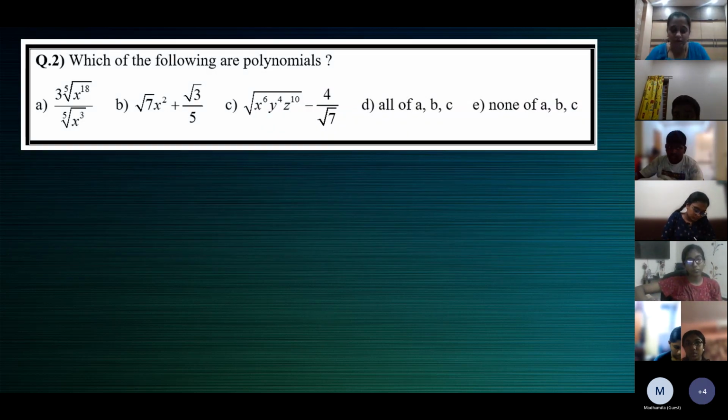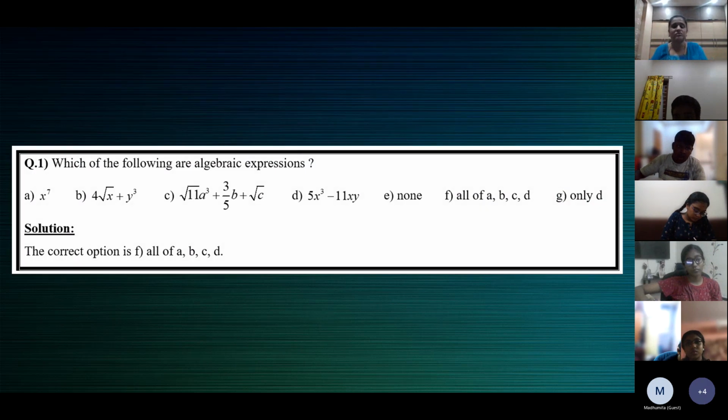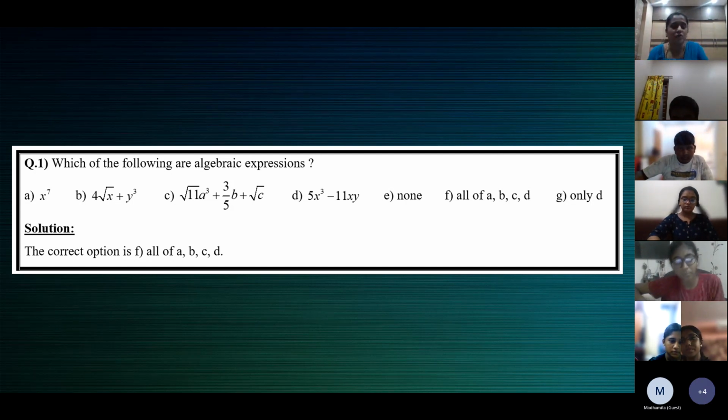Which of the following are, okay, so here among these options, which are polynomials? Among the options here in the first one, which are polynomials? Is x to the power 7 a polynomial? Yes, ma'am. Okay. What do you call it based on the number of terms? Monomial. It's a monomial. x to the power 7 is a monomial.